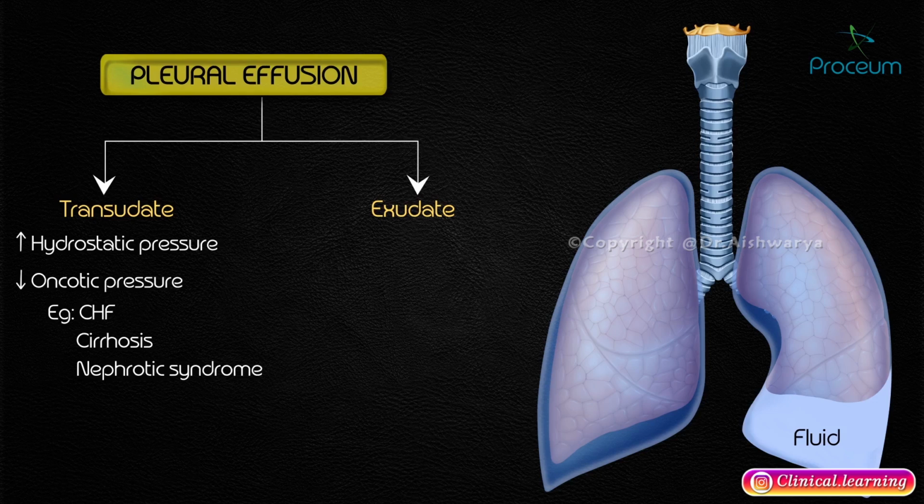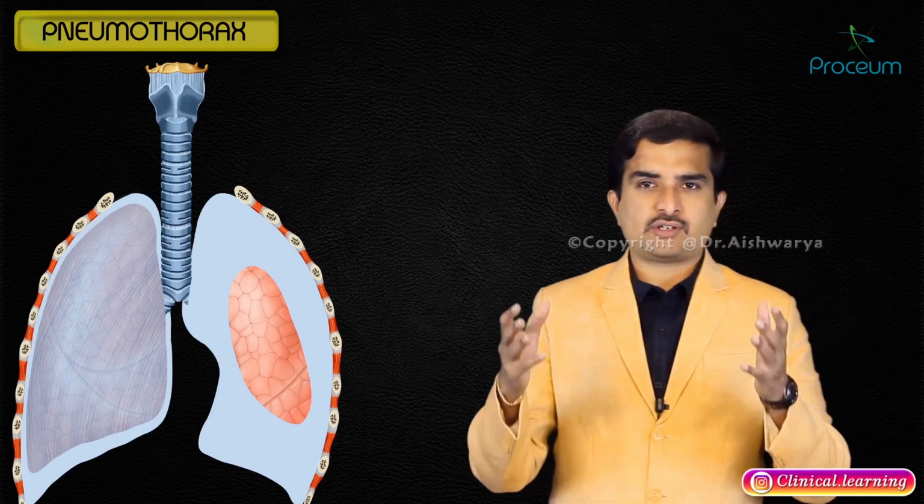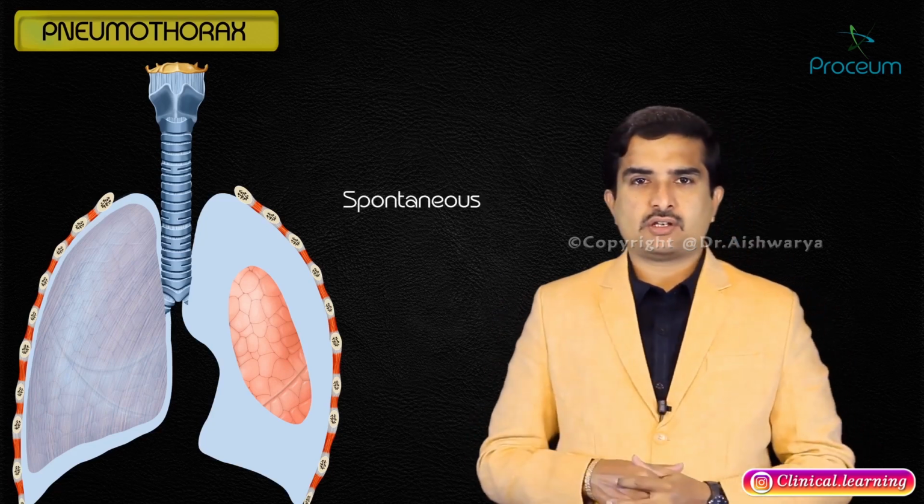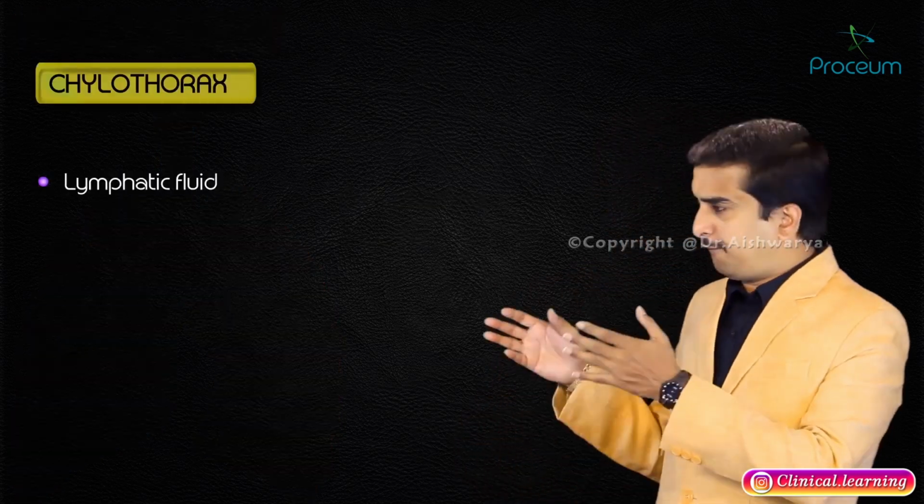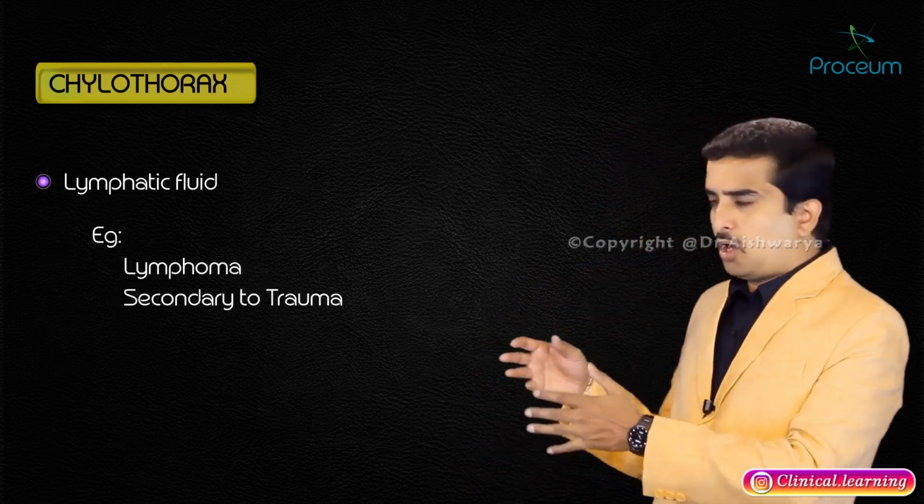And next is the exudate, a protein-rich fluid which accumulates due to inflammatory causes. And next is the pneumothorax, which is air accumulation in the pleural space, can be spontaneous or a complication of chest trauma. And chylothorax is lymphatic fluid accumulation in the pleural space, most commonly a complication of a malignant process, that is lymphoma, or sometimes secondary to trauma.